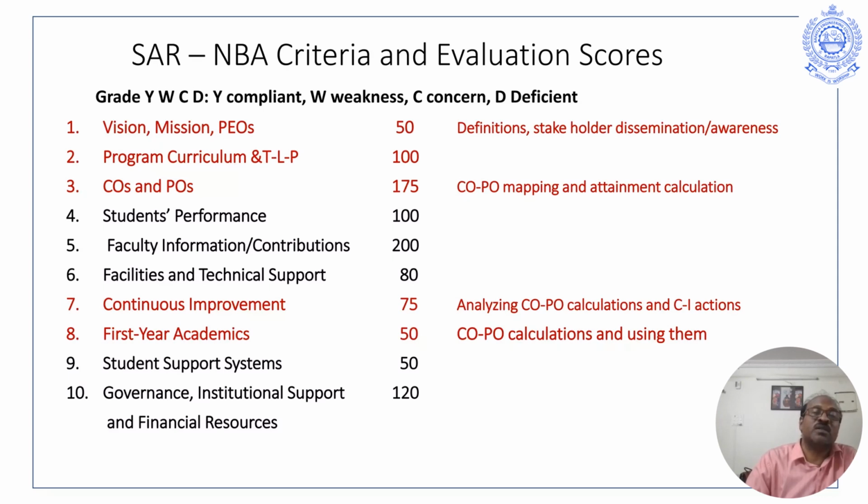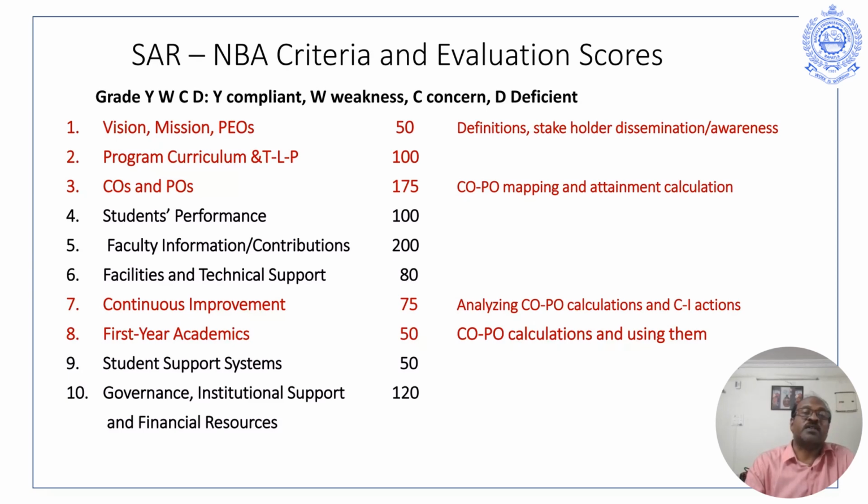Criteria 6. Criteria 7, continuous improvement, and 75. Eighth criteria, first year academics, 50. Ninth criteria, student support system, 50. And the last one, the 10th one, governance, institutional support, and financial resource, 120. So this is the brief.